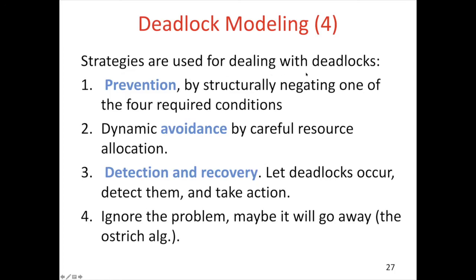There are four strategies used for dealing with deadlocks. The first one is prevention. This is by structurally negating one of the 4 required conditions. The second one is dynamic avoidance by careful resource allocation. However, avoidance requires knowing how many resources at most are going to be used by each process. The third one is detection and recovery. Let deadlocks occur and then detect them and take action. The fourth one is to ignore the problem, maybe it will go away. And this is not a good solution, of course. This is called the Ostrich algorithm.